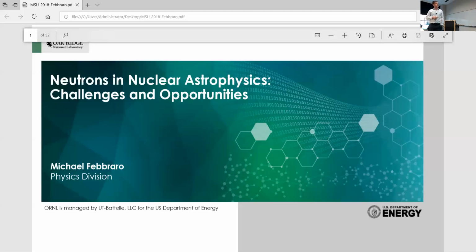Another application is DN reactions, which can be used to probe P gamma type reactions. P gamma are very difficult to perform, especially with radioactive beams if you don't know the resonance energies. And DN reactions can provide useful information, nuclear information, to constrain these astrophysical rates.